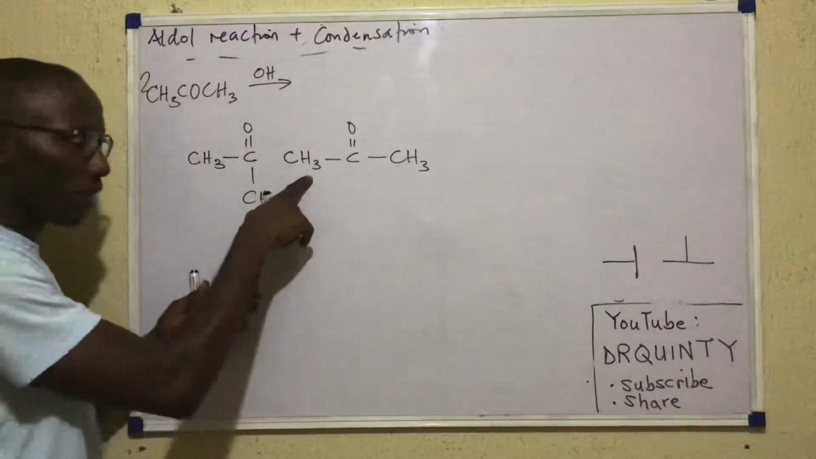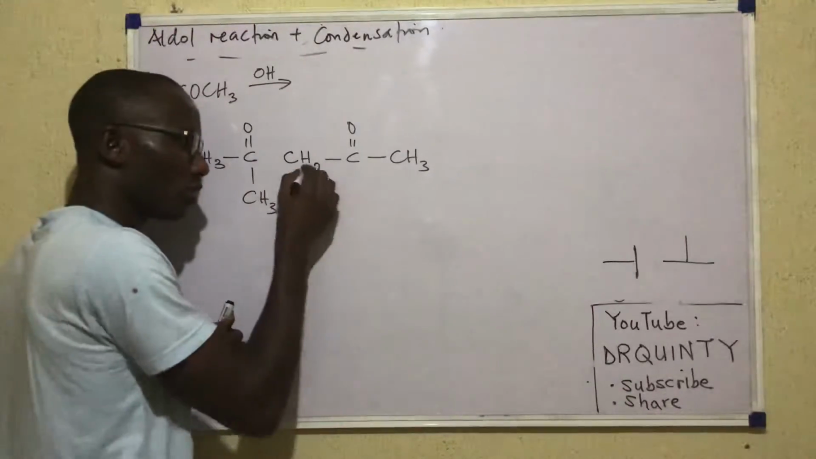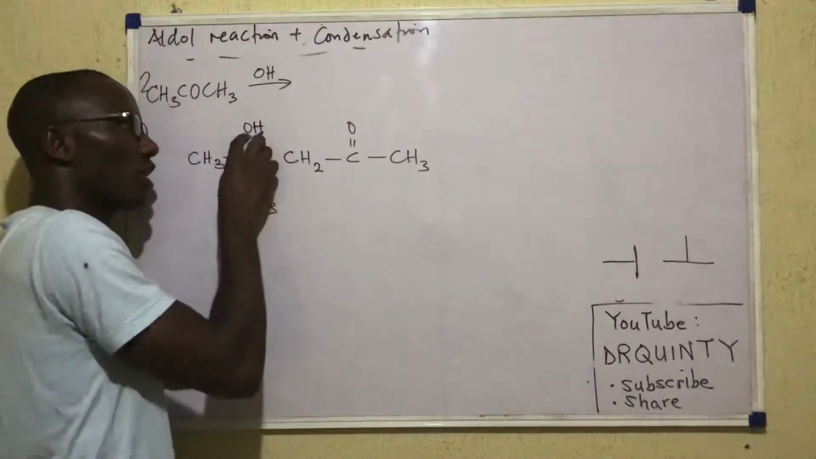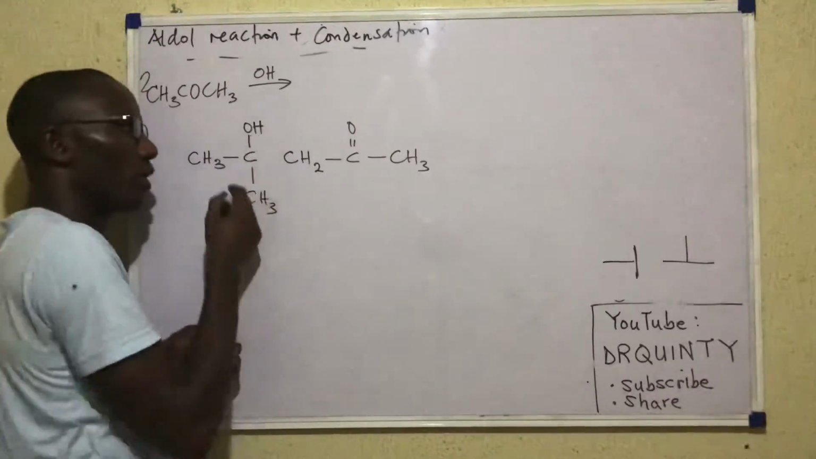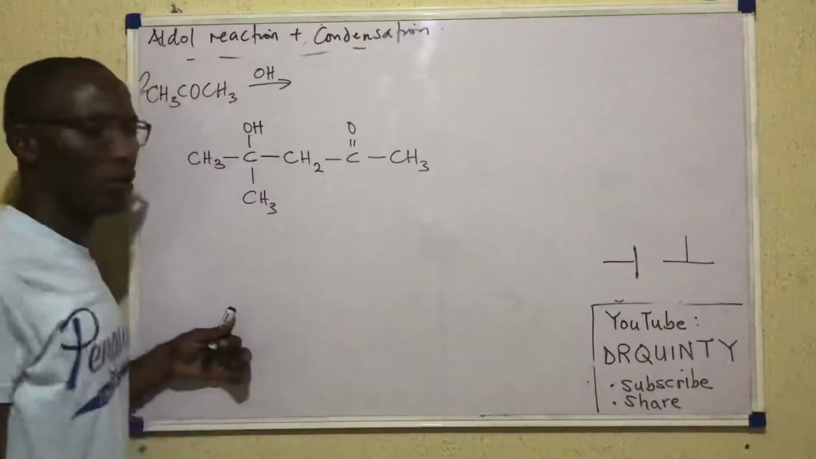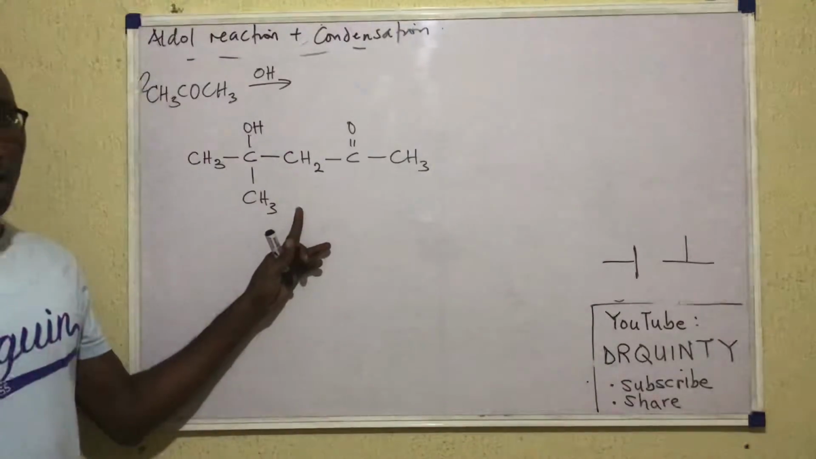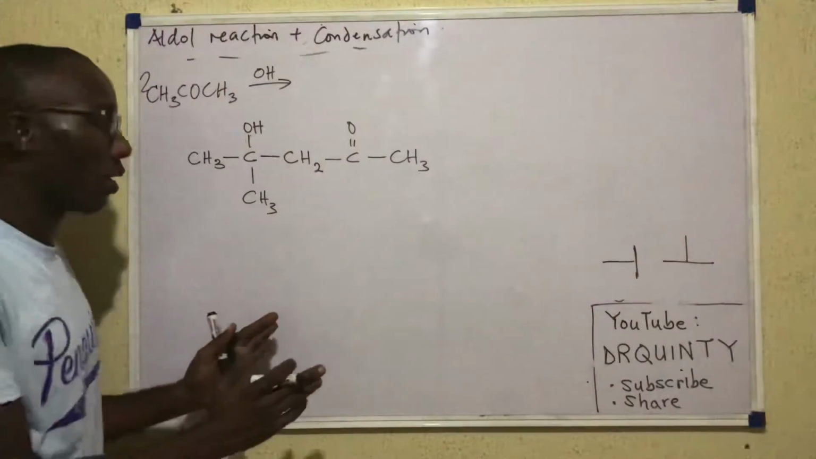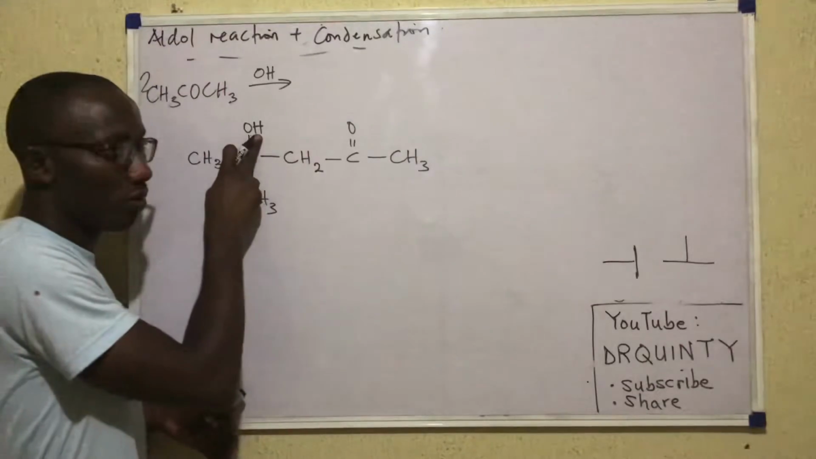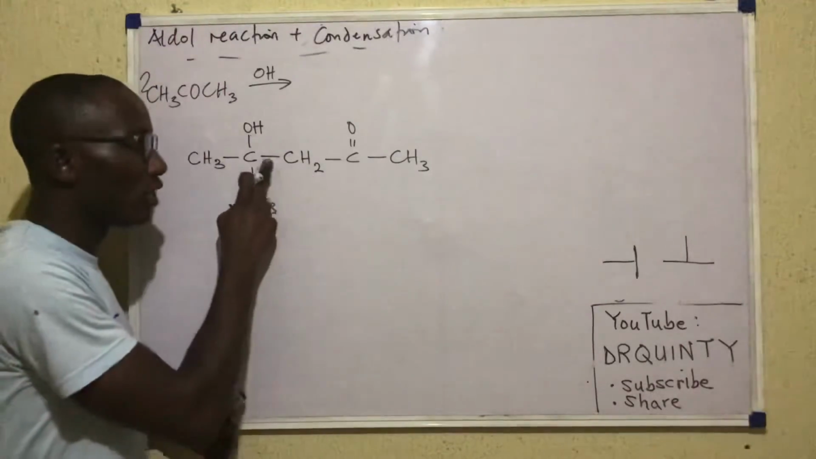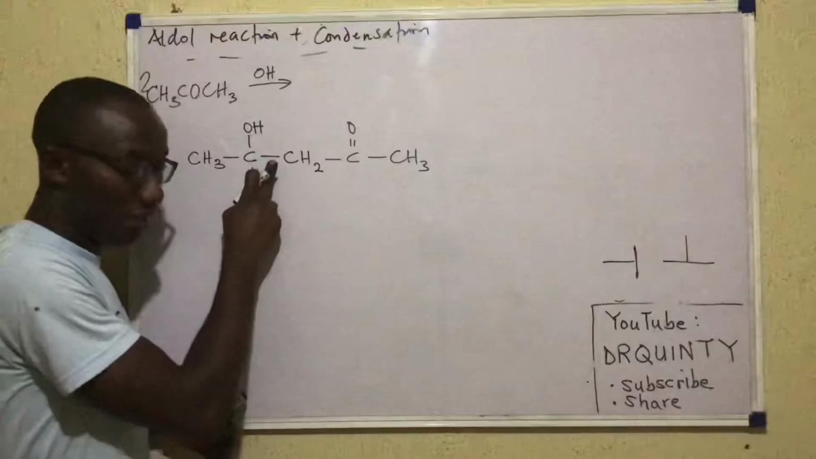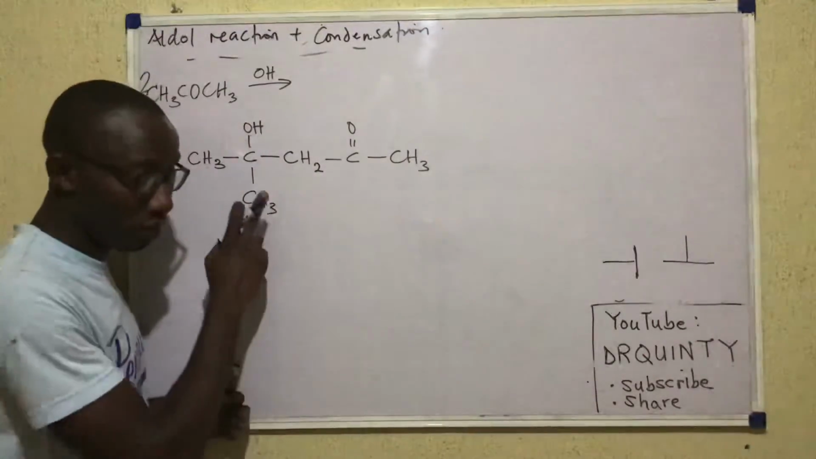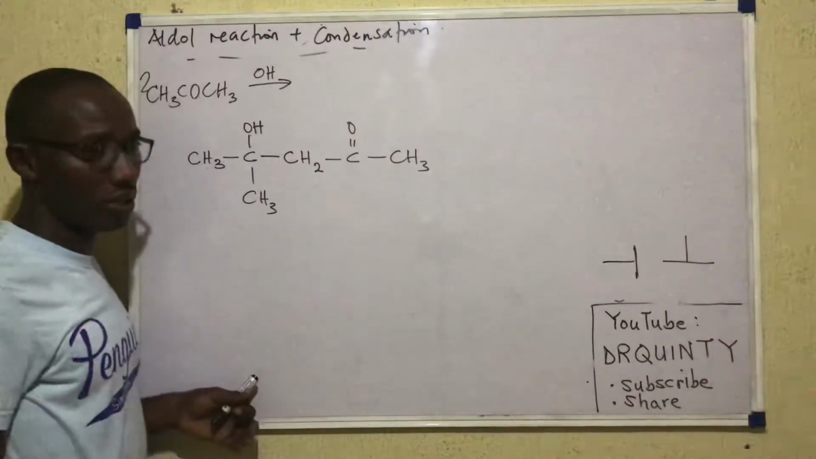Step 1, pick one from the alpha hydrogens, so CH2. Step 2, add it to the oxygen here, H. So this becomes a single bond. Then step 3, join the 2 molecules. This is my aldol. And if I were to dehydrate this aldol to make condensation occur, I'll remove OH from here and remove H from there so that there will be a double bond here. In that case, I have the unsaturated ketone, which is my product for this aldol condensation.